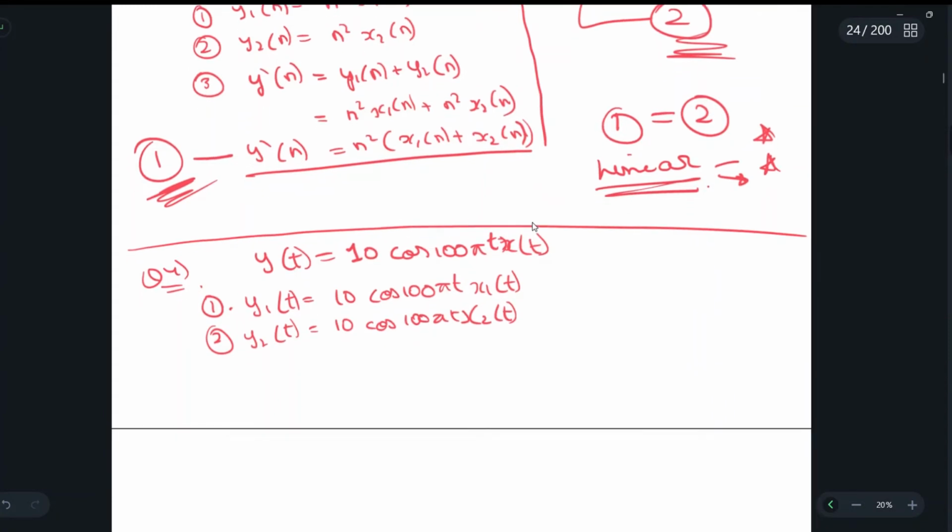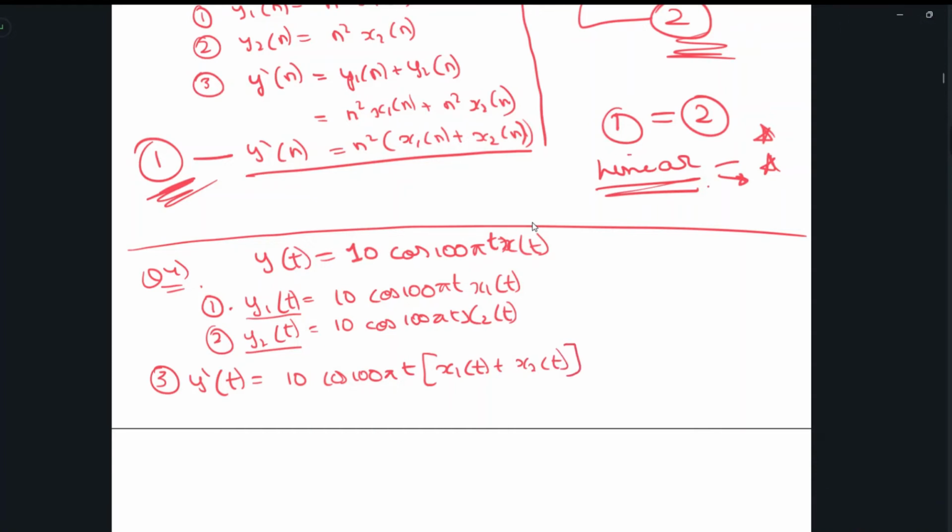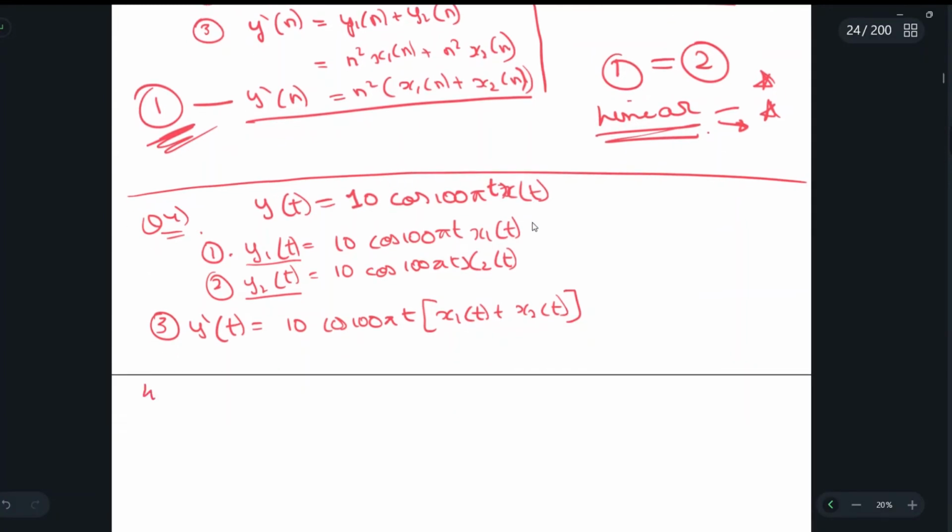Now we will follow the third step in which we have to find y dash t, which is simply the sum of y1 t and y2 t, and on doing so you will get 10 cos 100 pi t, which we will take as common, and we will write x1 of t plus x2 of t. Simple. Now let us find out the fourth step. We have to simply find y double dash of t, and it is very simple. We simply replace xt by x1t and x2t, summation of both of them.